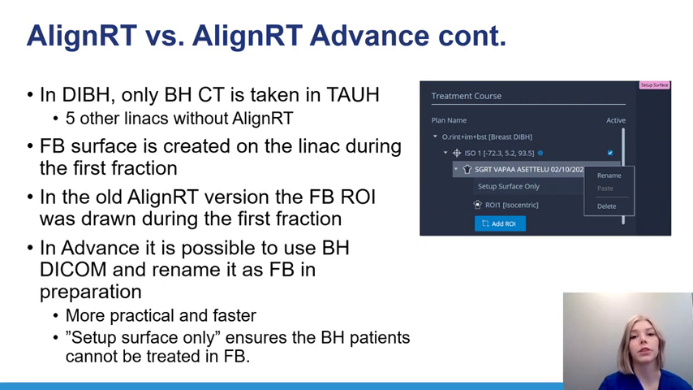reference surface on the first fraction. Therefore, the free breath setup has to be created on the first fraction in the clinic, after the correct position has been verified with the KV images. In the previous version, we needed to draw the free breath region of interest on the first fraction. But now with AlignRT Advanced, the region of interest is propagated automatically as we take the free breath reference surface under the BH DICOM and rename it as free breath in the preparation workspace. This is much faster and more practical, of course.